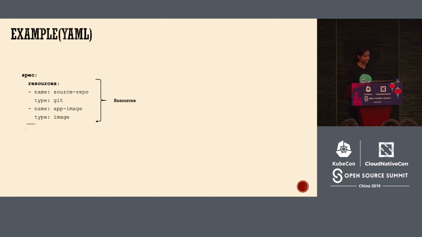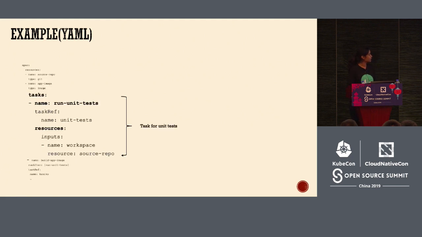The first part is defining the resources. Very similar to how task CRD is a template, pipeline CRD is also a template. It does not actually bind any pipeline resources. Here it talks about 2 types: Git and image, because those are the same 2 resources we're still using in our pipeline. The second section is where we define the tasks. The first one is where we want to run the unit test, and we refer to a task called unit test, which dictates what the step is, and we define what the input resources are.